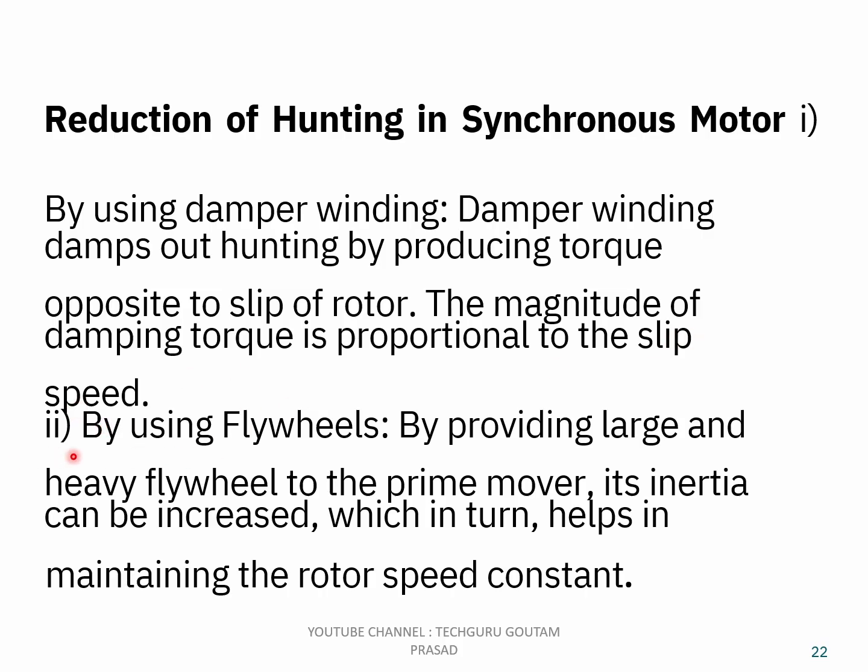And the second method is by using flywheels. By providing a large and heavy flywheel to the prime mover, its inertia can be increased, which in turn helps in maintaining the rotary speed constant. So flywheels are meant for that only, for maintaining constant speed, so that when the speed tries to reduce, it supplies the extra amount of torque needed to keep the speed constant.